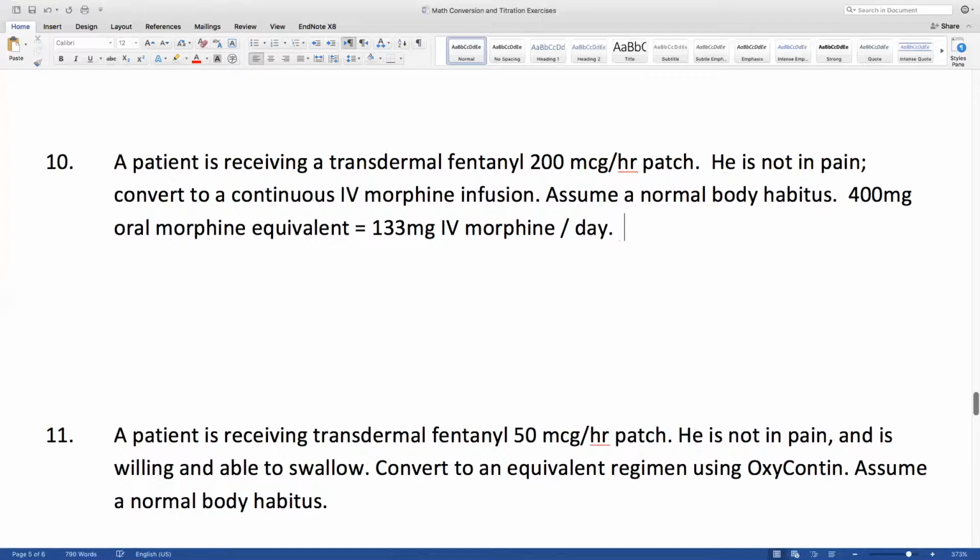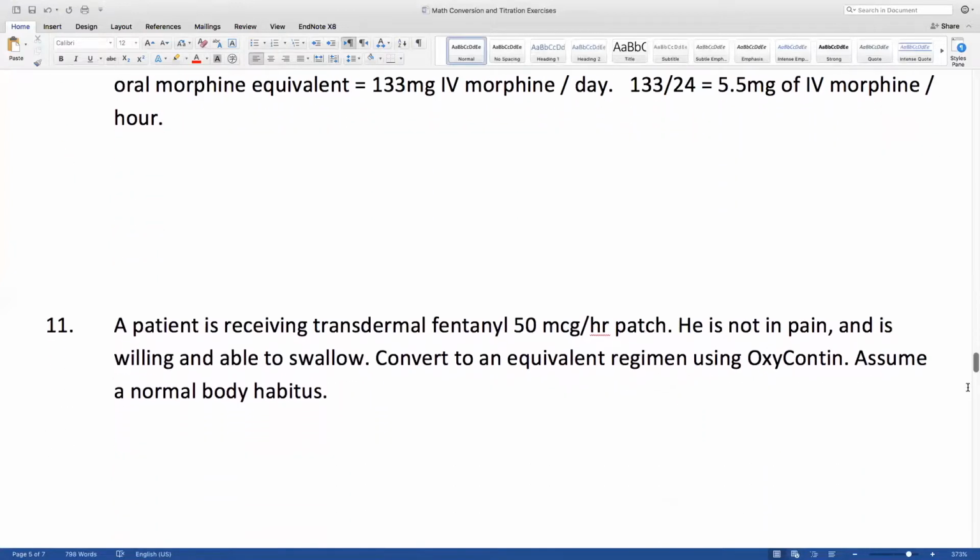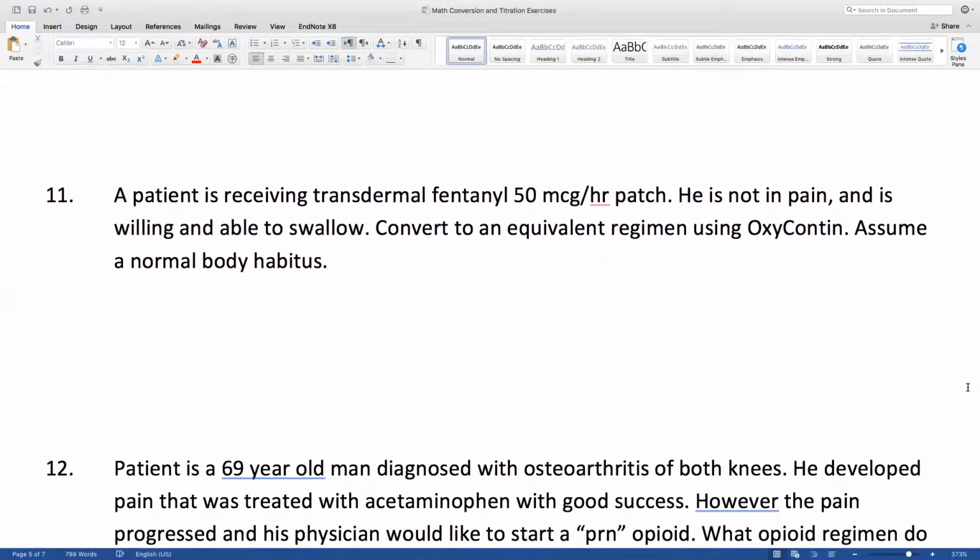You want to do a continuous IV infusion. 133 divided by 24, what do you get? 5.5? You could do that. I mean, that's not crazy. 5.5 milligrams of IV morphine per hour. That's your infusion rate of morphine. Is this helpful? Okay.